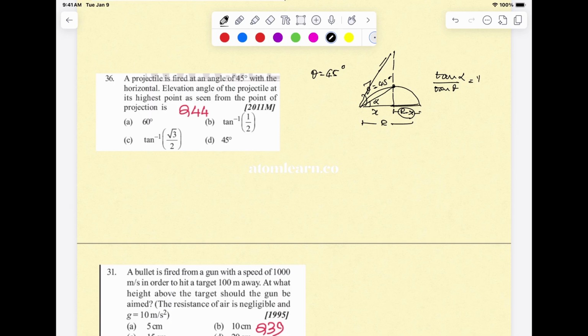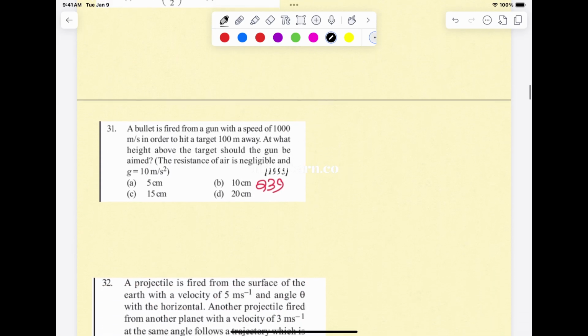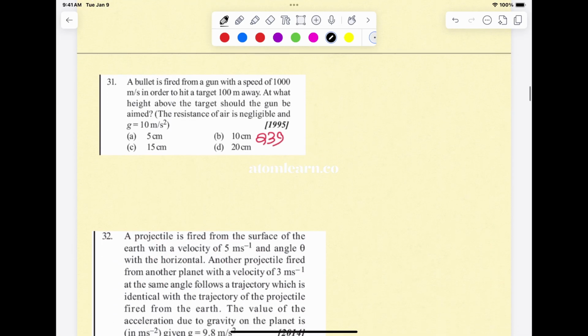Therefore this must be equal to, as per the formula, R minus x by R. Here we put x equal to R by 2, so this is half. Therefore tan alpha by tan theta equals half. What is tan theta? Tan 45 degrees, which is equal to 1. Therefore tan alpha is equal to half is what you arrive at. Therefore you must take the answer B. Then go to the next question.